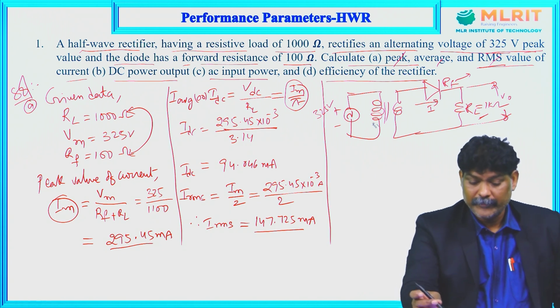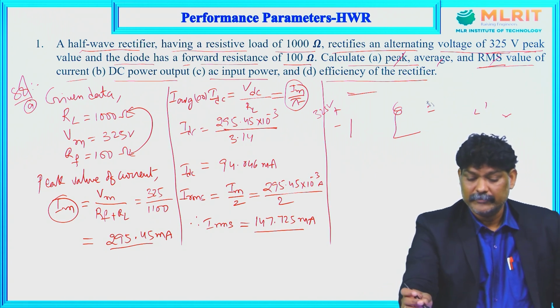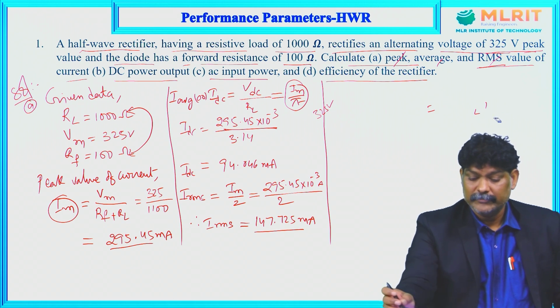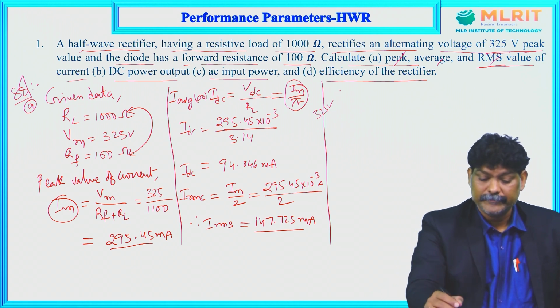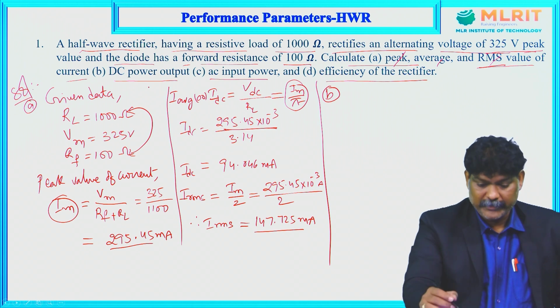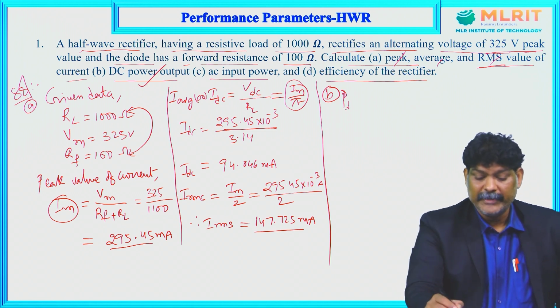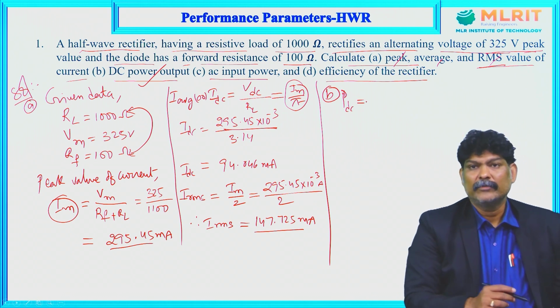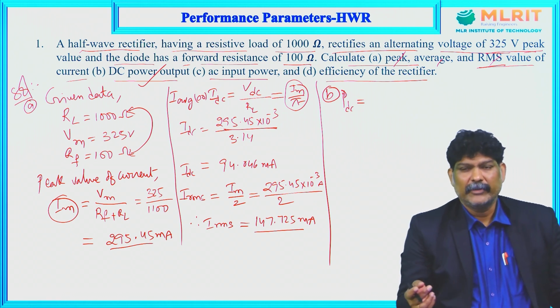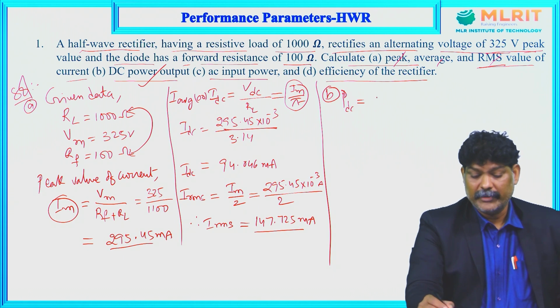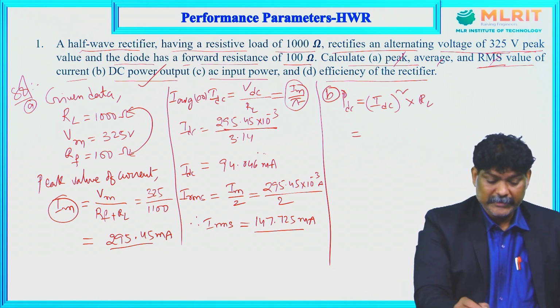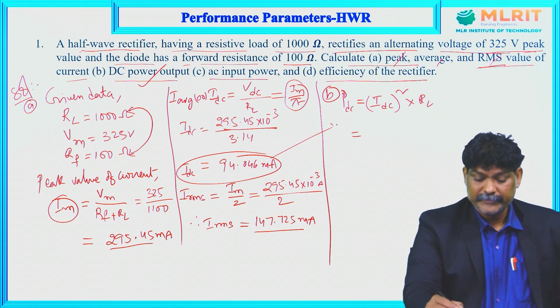Now the C value. What is the C value? B bit, DC output power. So how to calculate the DC output power, that is PDC? We know power is equal to V into I, that is I square RL. So here we have to calculate I square. PDC means IDC square into RL. So what is IDC? IDC is this one. So substitute here.